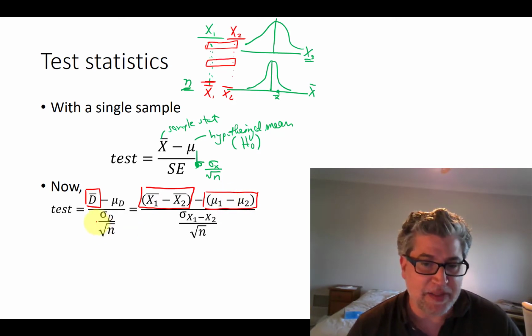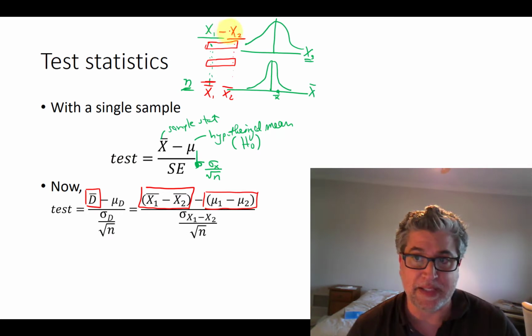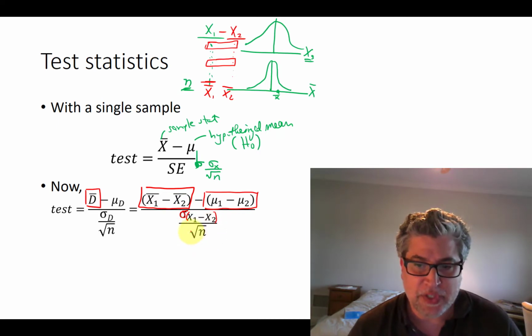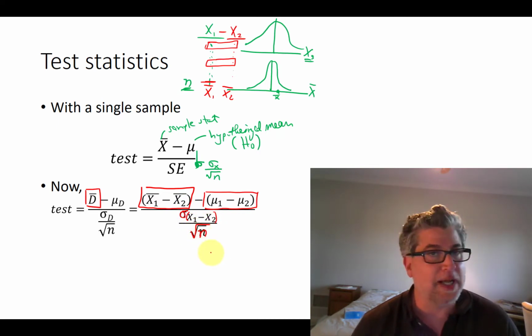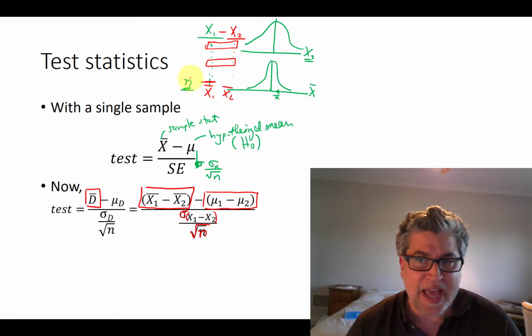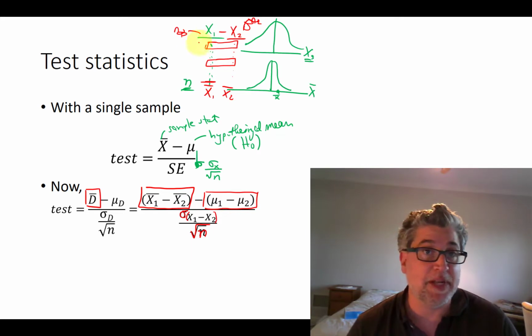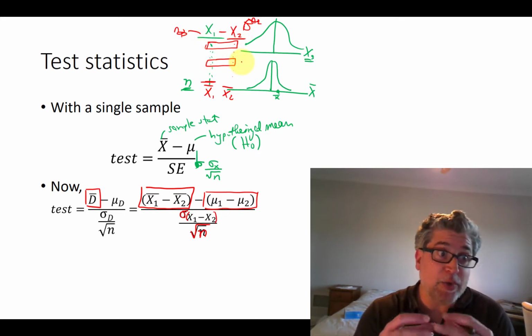And then we have to divide by the standard error. Before it was the standard deviation of x. Now it's the standard deviation of x1 minus x2. And then we're just dividing by the square root of the sample size. And remember, we only have n observations. It's not like we had n1 of these and n2 of those. The number of rows is the same in each of these two columns because they go together, they match up.